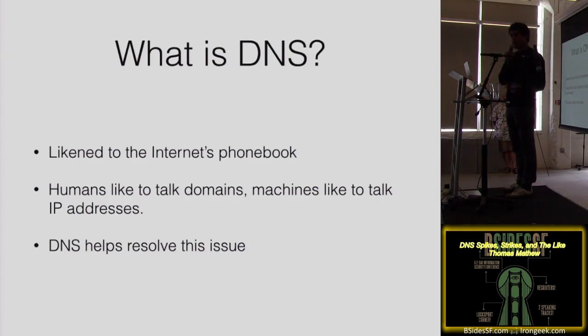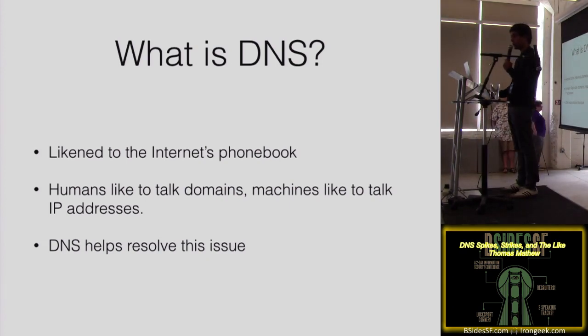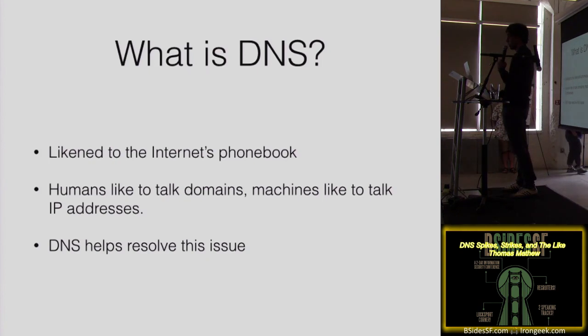So first of all, what exactly is DNS? If you want to do traffic analysis, we need to have a pretty clear understanding of what DNS is. Many people liken it to the internet's phone book because it creates a mapping between domain names, which are easy for humans to understand, and IP addresses, which are easy for machines to understand. Remembering a 32-bit number is hard for a human, but easy for a machine. DNS helps fix this issue.